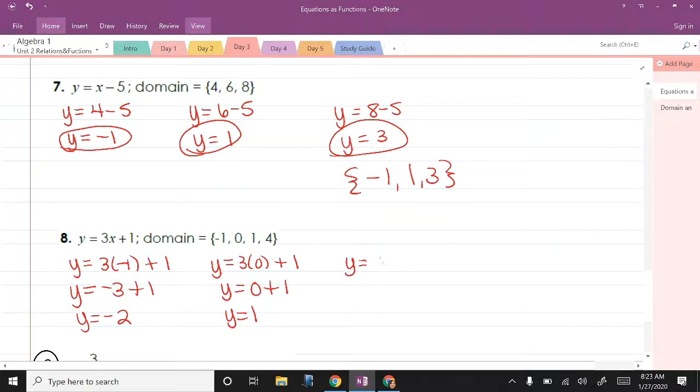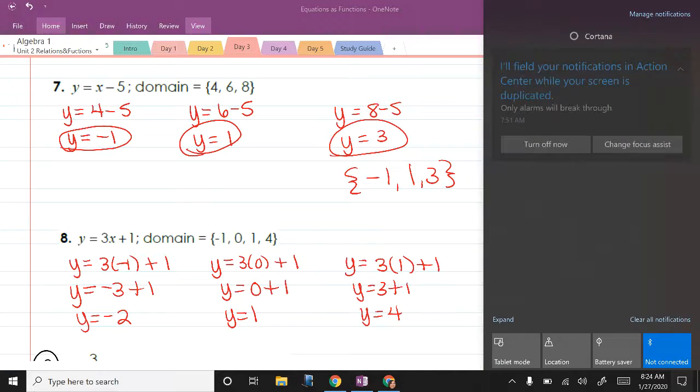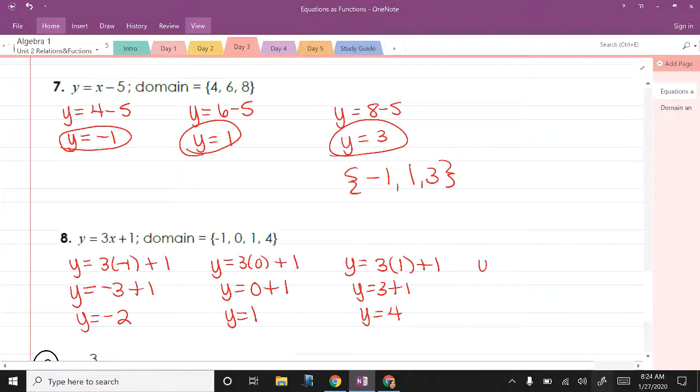All right, so what do I plug in next for x? 1 plus 1. What's 3 times 1? 3, plus 1. 4. And then the last one I plug in is 4. Y equals 3 times 4 plus 1. What is 3 times 4? 12 plus 1 is 13. And I'm kind of glad I'm not graphing that one because that would go off my graph probably. So what's my range?